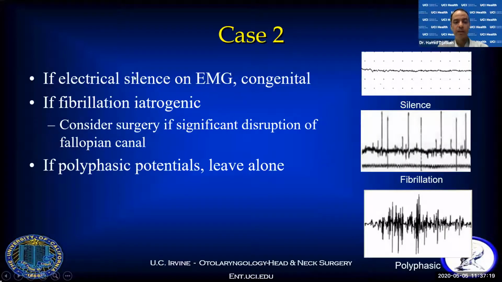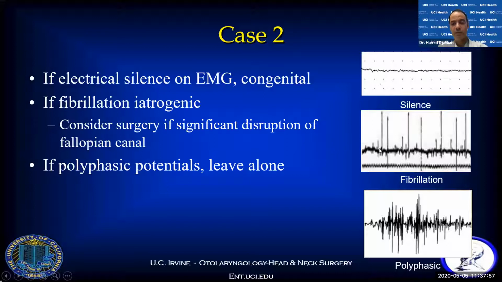So if there is electrical silence on the EMG, and this is what electrical silence would be, essentially this flat line, then that means that it's a congenital thing. That means there's no nerve muscle junction, and so therefore the muscle has no activity. And most commonly, I should say, the most common area of congenital weakness is in the lower lip, of course. If you see fibrillation potentials, that means that there was a disruption of the nerve, which I should say would be a very unlikely phenomenon.